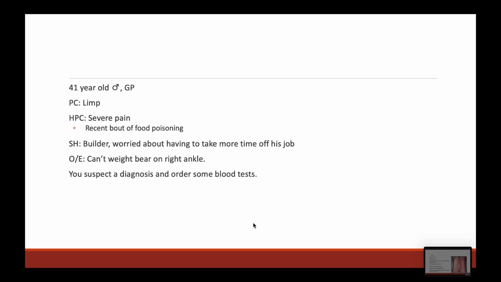This is a 40-year-old gentleman who, again, you saw at the GP, presented with a limp. He has a history of being a builder, as well as having recently had a bout of food poisoning. He said the pain is very severe and he can't weight bear. And you think of the diagnosis in your head and you've ordered some tests. What do you think that could be? Again, have a think. Okay, so the test we ordered is HLA-B27, which came back as positive. So again, think about what your top diagnosis will be and how you would manage this patient.